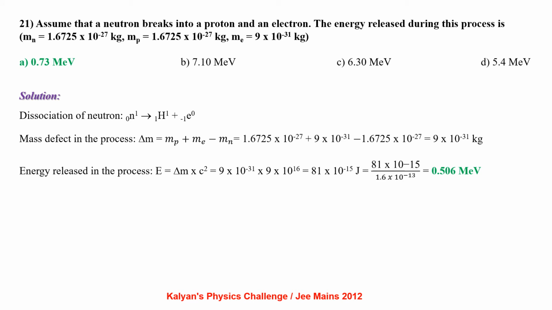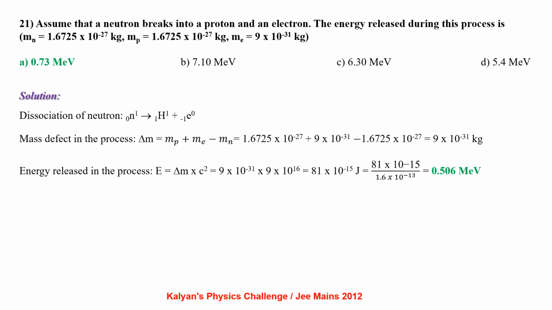Assume that a neutron breaks into a proton and an electron. The energy released during this process is: mass of neutron is 1.6725 × 10^-27 kg. Mass of proton is 1.6725 × 10^-27 kg. Mass of electron is 9 × 10^-31 kg. Dissociation of neutron is represented by the equation n(0,1) gives rise to H(1,1) plus e(-1,0).